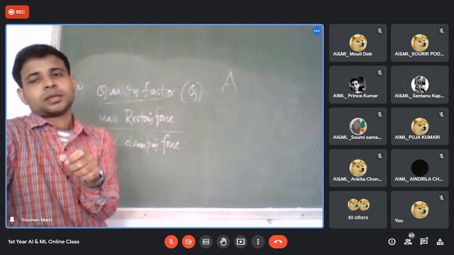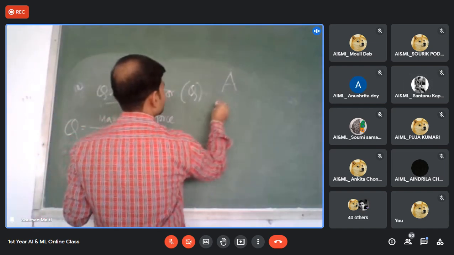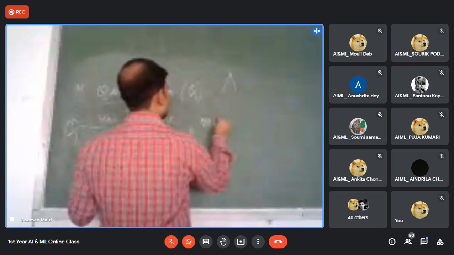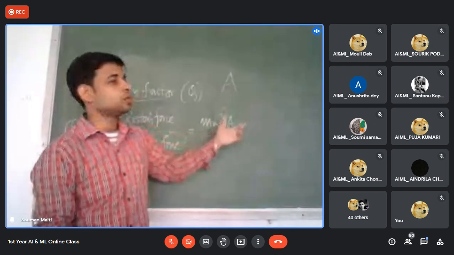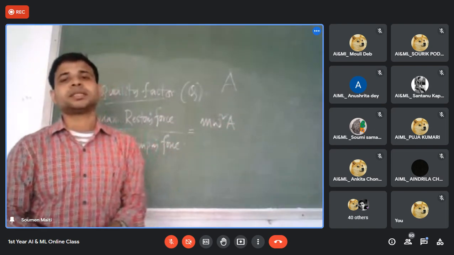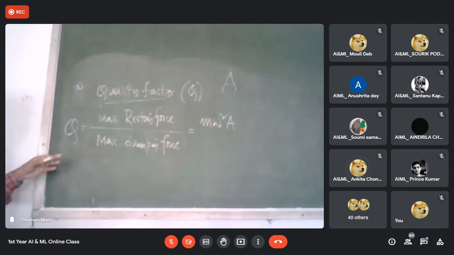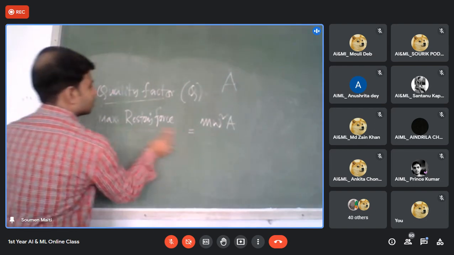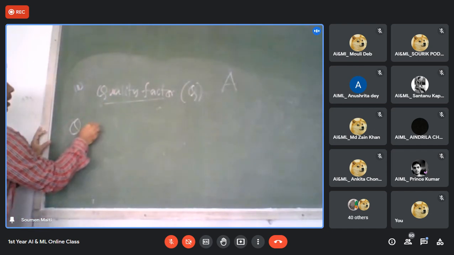K A is nothing but, so can I write it down? The maximum restoring force is K A, and K is M omega square, so it is M omega square A. Is it okay or not? Yes, sir. If capital A is the amplitude, then the maximum restoring force is M omega square A. So one part is done. Maximum restoring force is done. So Q is nothing but M omega square.